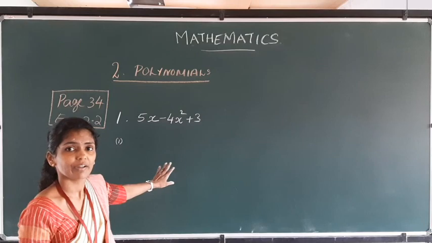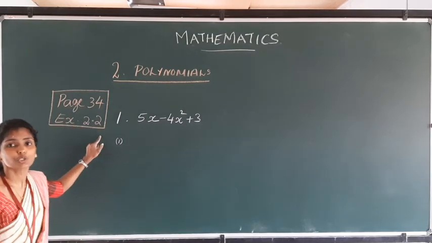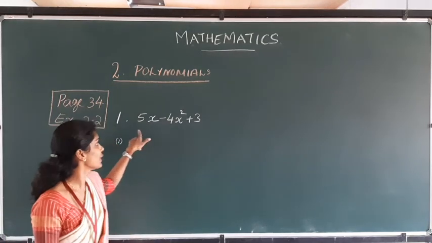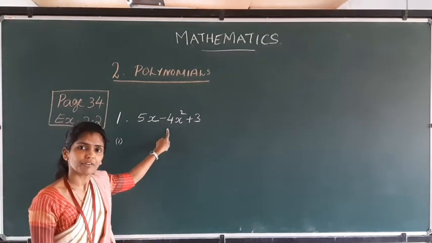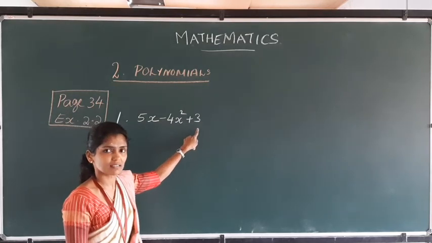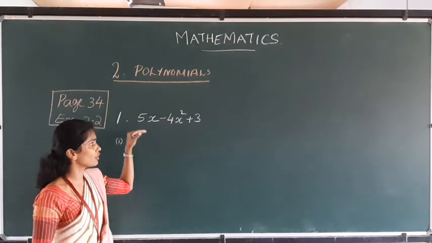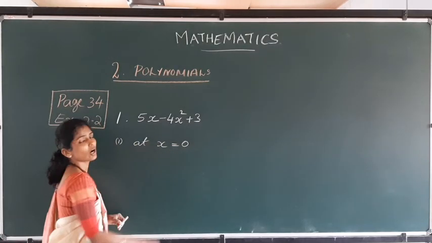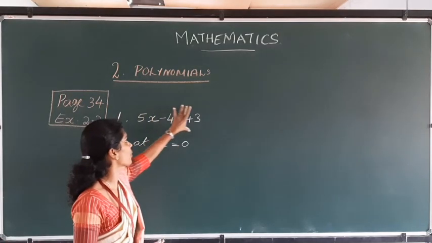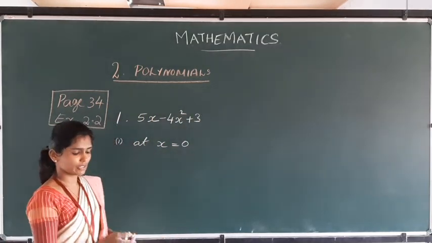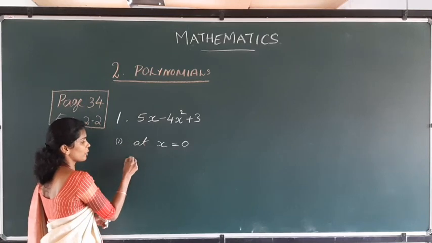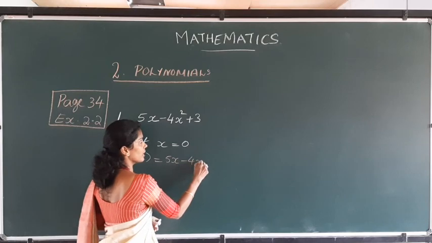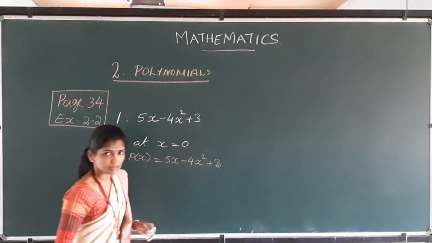Dear students, our next exercise 2.2, page number 34, first question. Find the value of 5x minus 4x square plus 3. First question, find the value of this polynomial at x equal to 0. How to find the value of this polynomial at x equal to 0? First you write this polynomial as p of x equal to 5x minus 4x square plus 3.